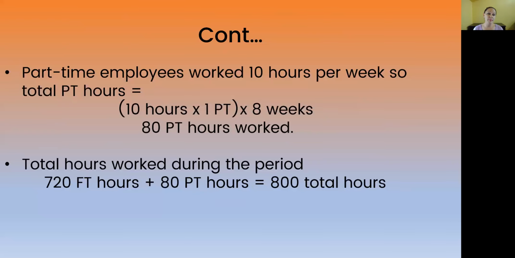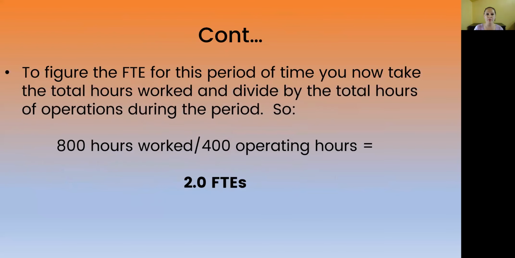And then with part-time employees, a lot of them are barely working any hours per week, if any at all. So I knocked it down to 10 hours per week because of the COVID crisis. So that is a total of 80 part-time hours worked during this period of time, for a grand total of 800 total hours. And what that gives us, when you divide 800 by the 400 operating hours available, is 2 full-time equivalent ratio, 2.0. So that is a significant difference, and this is what we don't want to see for the PPP loans. They want you to be able to have the same ratio from one period to the next.